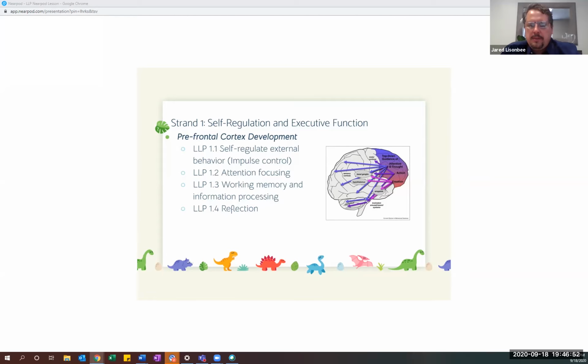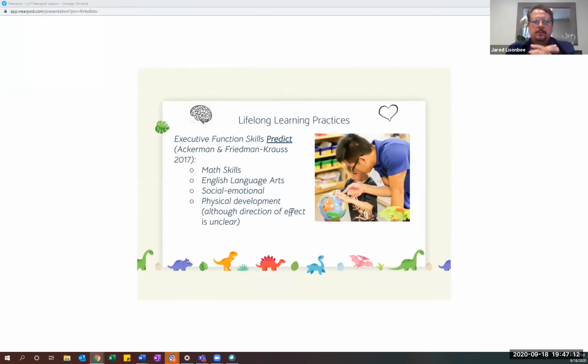So the four sections here under the self-regulation and executive functioning, or the four standards, are the first, to self-regulate behavior, the second is attention focusing, the third is working memory and information processing, and then the fourth is reflection. And we'll talk about each of these individually coming up. Go ahead to the next slide.